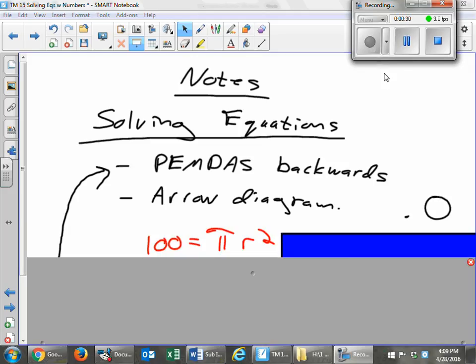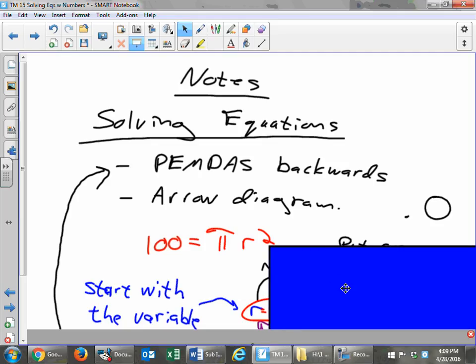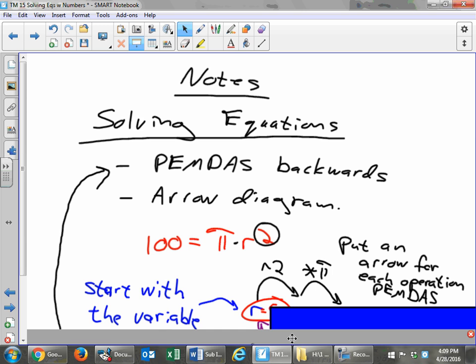So our first equation is the area of a circle. So I have 100 equals pi r squared, and you're going to be solving for r. So when you do the arrow diagram, we are always going to start with whatever variable you're solving for. So I start with an r here on the left. There are two operations for you to deal with. You have the multiplication and the square. So we're going to put an arrow for each of those operations across the top here.